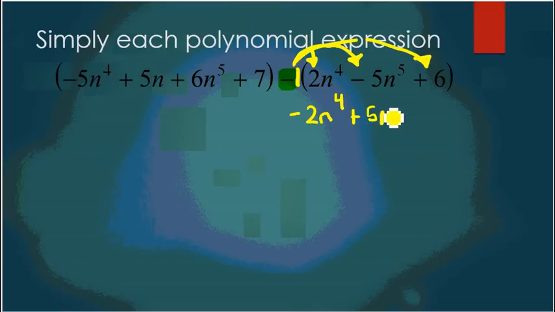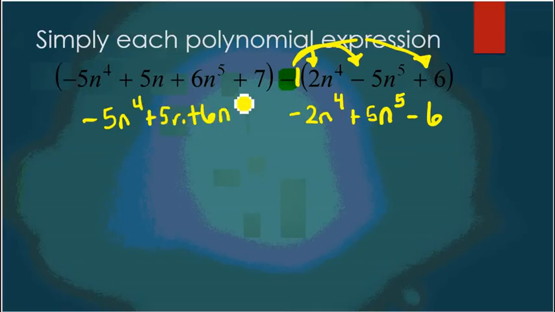Okay, 5n to the fifth. And then negative 1 times positive 6 is negative 6. Bring down the rest of it. Negative 5n to the fourth plus 5n plus 6n to the fifth plus 7.